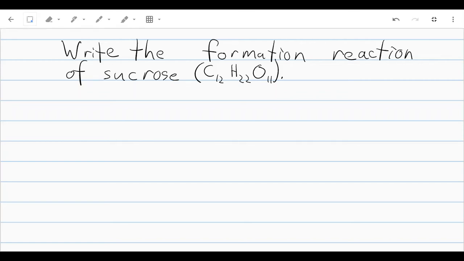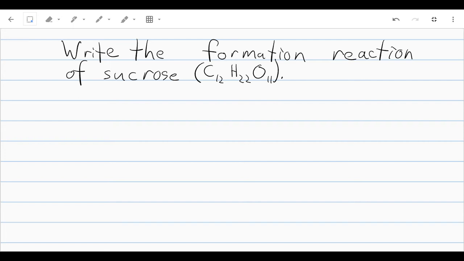In this reaction, we're asked to write the formation reaction for sucrose. When we're asked to write a chemical reaction, really it means we need to balance it out. So we're asked to balance the formation reaction of sucrose. Sucrose is C12H22O11. What we have to remember is that formation is always the creation of a compound out of its elements.